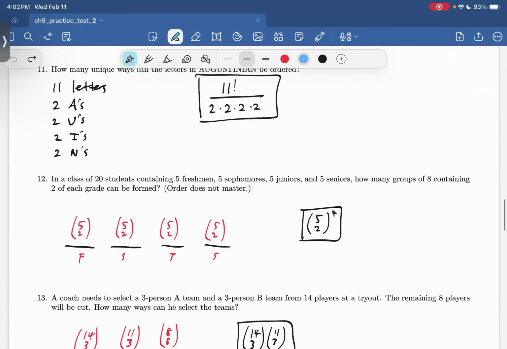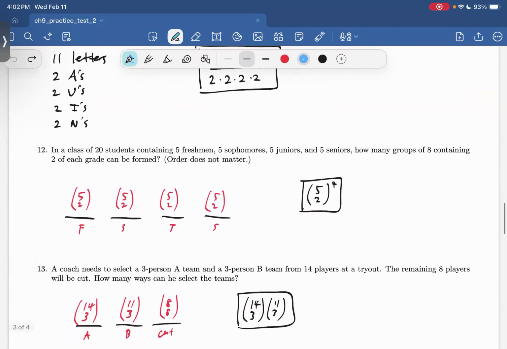This one's pretty straightforward. Maybe I can talk about question 10. We have 5 freshmen, 5 sophomores, etc. in a 20-person class, and we're trying to make a group of 8 containing 2 of each grade. So we can start by choosing how many freshmen we choose. We want 2 freshmen, and we have 5 to choose from. So we're going to have 5 freshmen, and we're choosing 2 out of them. So that gives us 5 choose 2.